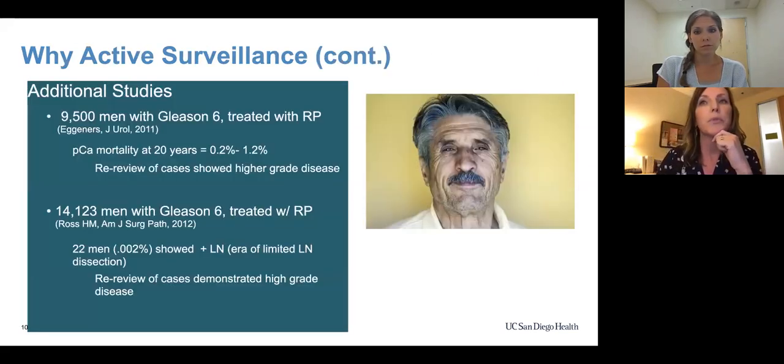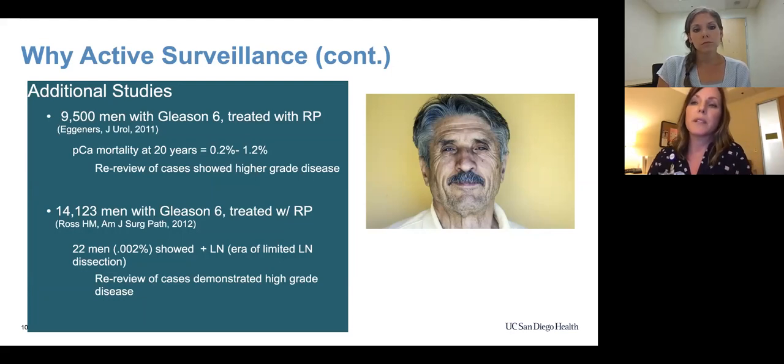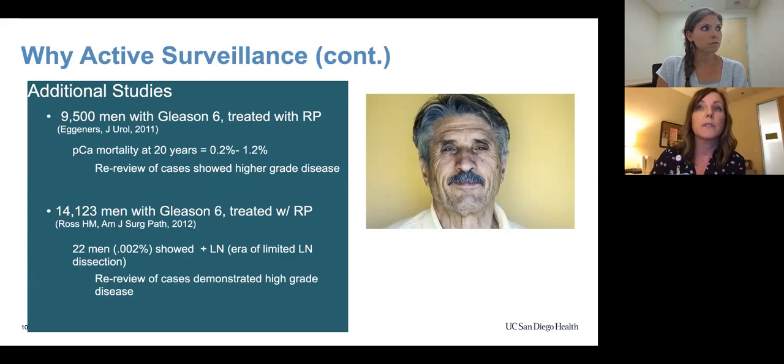Further proving the safety of active surveillance, there are 2 additional studies I want to talk about. In a study by Egners published in 2011 in the Journal of Urology, this study looked at 9,500 men with Gleason 6 prostate cancer treated with surgery, and their 20-year follow-up showed 0.2% to 1.2% prostate cancer mortality. And a review of those cases showed higher grade disease.